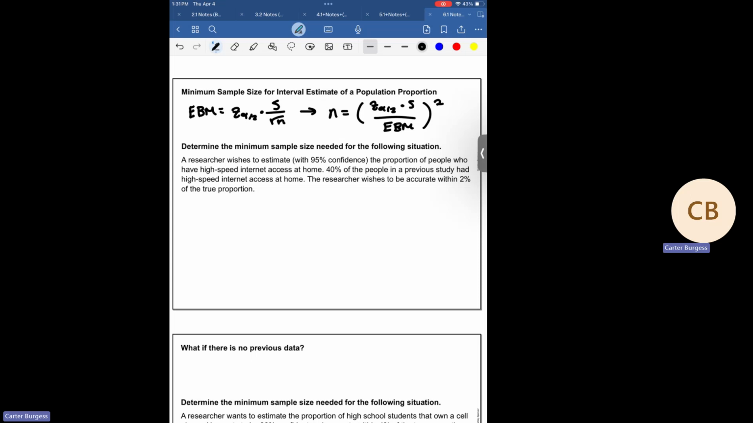So let's go through. In order to find n, we only really need 3 pieces of information. We need the z-score, what the alpha over 2 is. We need to know the standard deviation. And then we need to know the error. And as far as standard deviation goes, how do I find my standard deviation? What's that going to look like? Square root of... Great.